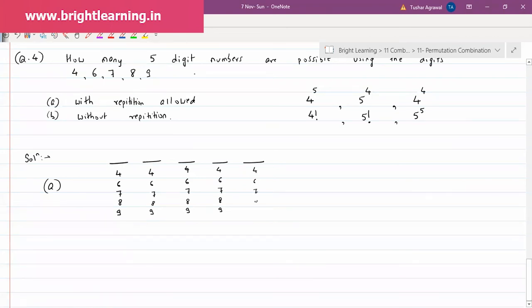Means 4, 6, 7, 8, 9. First position, if 4 is there, the second position 4 can occur. Nobody is stopping. I just have to scroll these numbers using my fingers. Any number you can bring on the top. So what I see here, there are 5 choices. Here again 5 choices. Here again 5 choices. Here again 5 choices. Here again 5 choices. So the answer is 5 to the power 5 with repetition allowed. That is the A part.